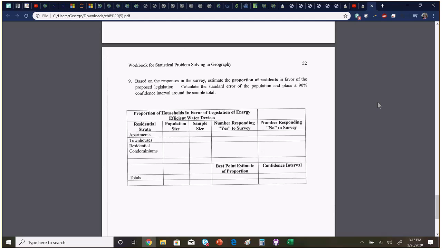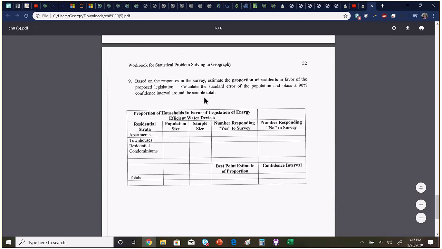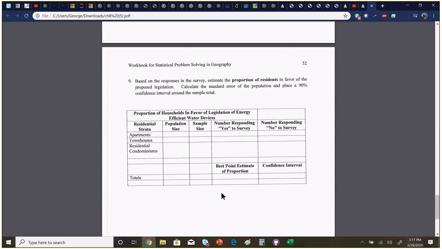Okay, so this is the final question. By the way, I did upload the Excel documents, so they're up there. And the final question doesn't have anything to do with water usage.